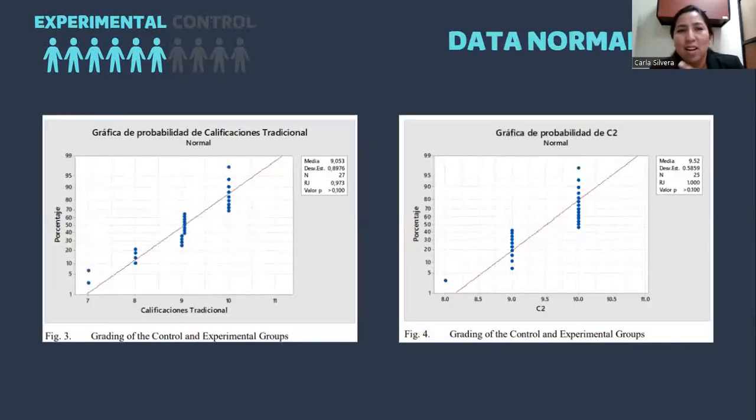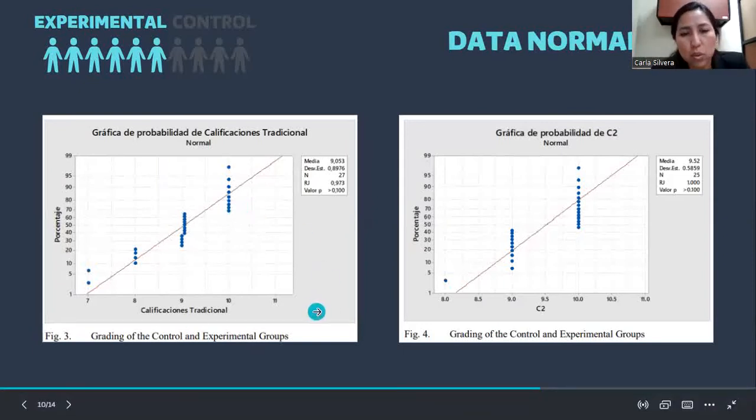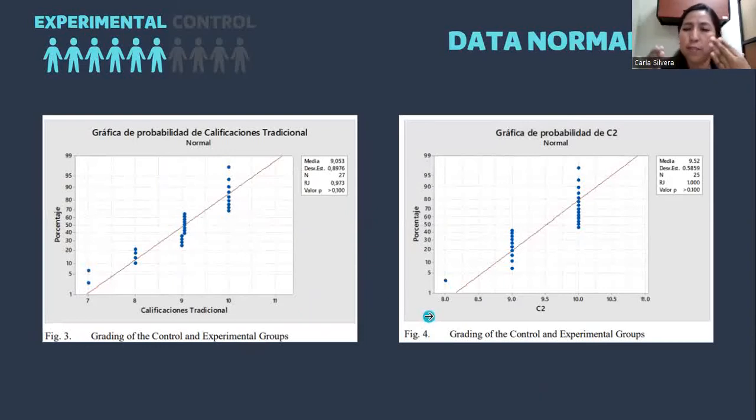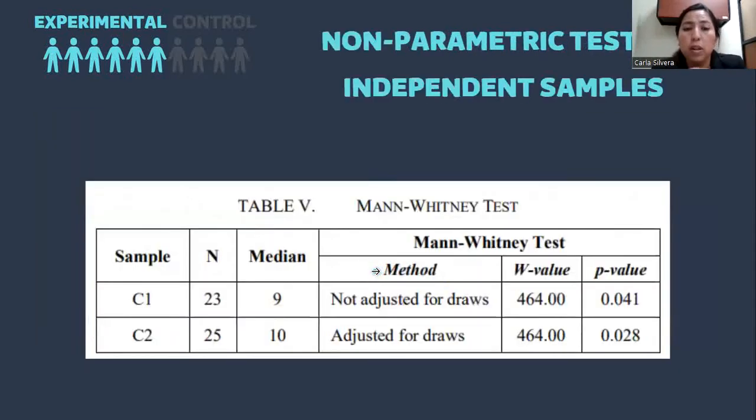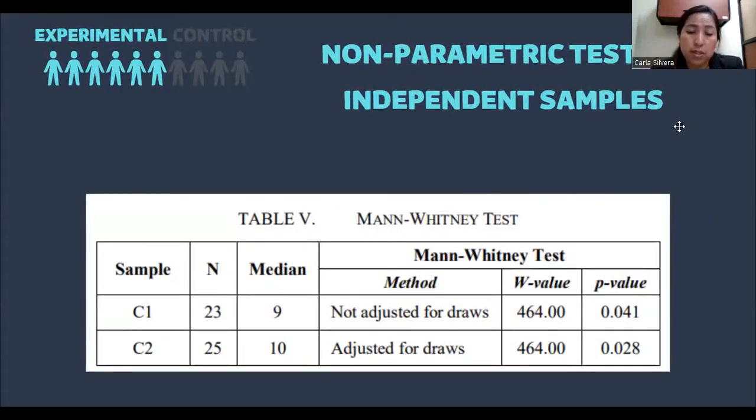We analyzed this data and put it into the Ryan-Joiner test. Here you can see the control group and the experimental one. It's visible that the data is different, so we can say that they are not normal. But to confirm the information, we also used a non-parametric test, which is the Mann-Whitney test.